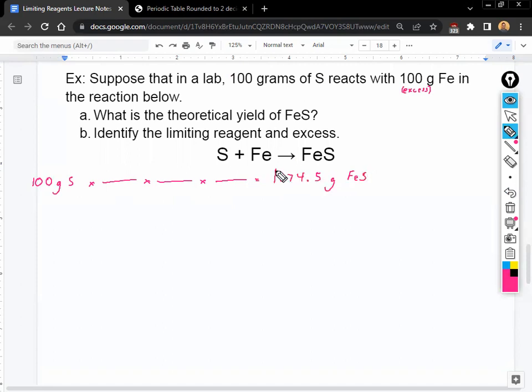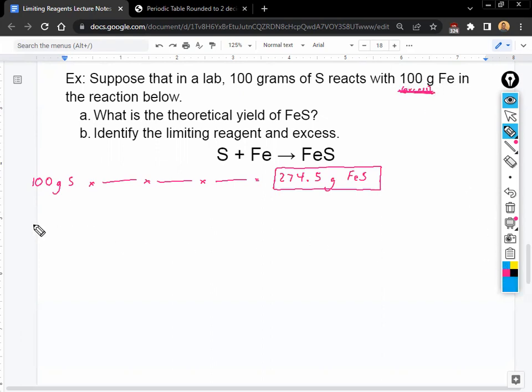Okay, so our calculations that we did in the warm-up basically tell us that if you have 100 grams of sulfur, this is what you can potentially make. Okay, remember the hot dog example? If you have 5 buns, you could potentially make 5 hot dogs. That's what we can make with 100 grams of sulfur. Okay, but this time we don't have excess iron. This time we have a limited amount.